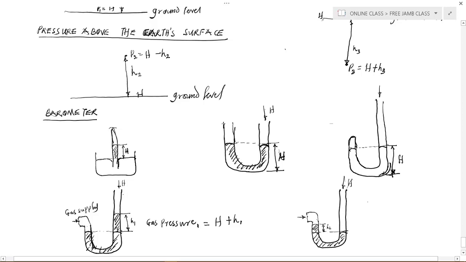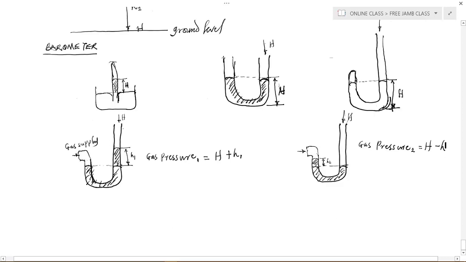It means that atmospheric pressure is greater. That's why it's pushing against the gas, pushing it up. It means that the gas pressure here, gas pressure 2, will be H minus H2. It is short by the small h2. Yes, let me use H2.